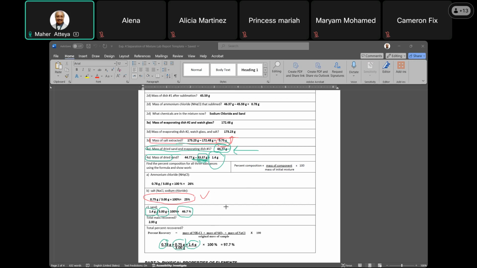You add all those grams, which are given here. The salt, ammonium chloride, is here, correct? And this 1.4 is the sand. So 0.78 is the ammonium chloride, and the salt is 0.7 here. You add them up, divide by the total, and you get total recovery of 97.7, so it's about 98%.